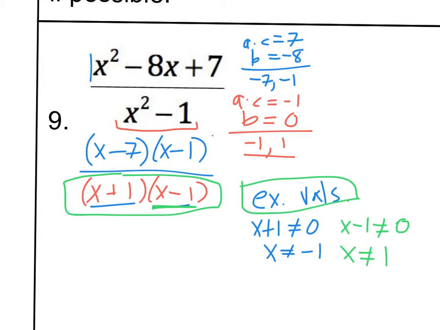And then finally, I'm going to cancel out my x minus 1s, leaving me with the final answer of x minus 7 over x plus 1.